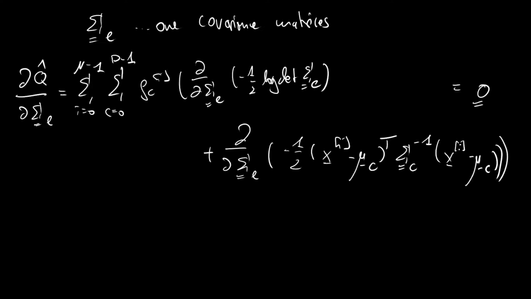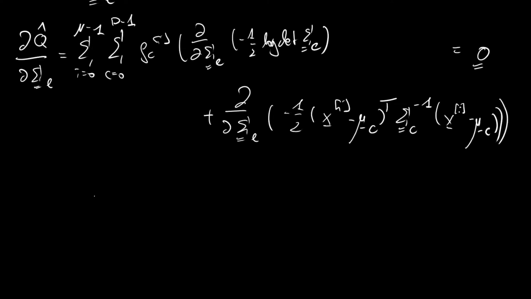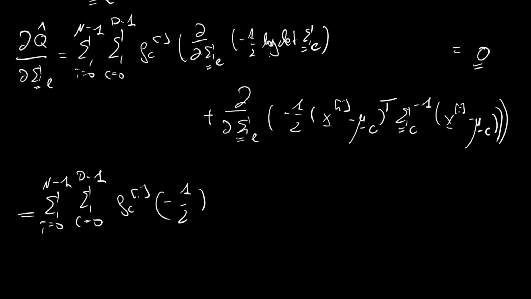We do an outer and an inner derivative, yielding the Kronecker delta in the end. So I will just copy these derivatives from the video on the maximum likelihood estimate. In essence, we keep our summations i from 0 to N minus 1, and c from 0 to capital D minus 1. Then we have the rho_ci, and then the minus 1/2. And this derivative will be sigma_c inverse times the Kronecker delta c e.